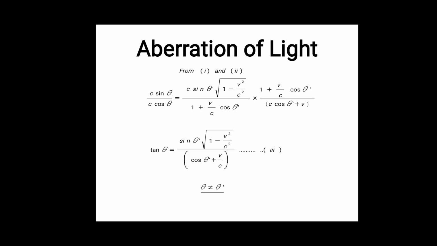This result shows that theta is not equal to theta dash. That is, the ray of light appears to make different angles with x direction with respect to stationary frame of reference S and moving frame S dash. That is, the direction of the ray of light appears to change with respect to two frames of reference having very high relative speed. Thank you.